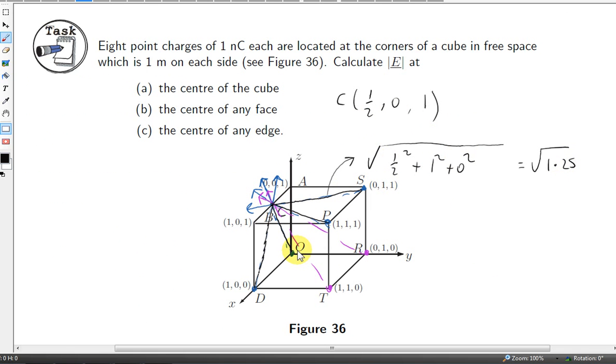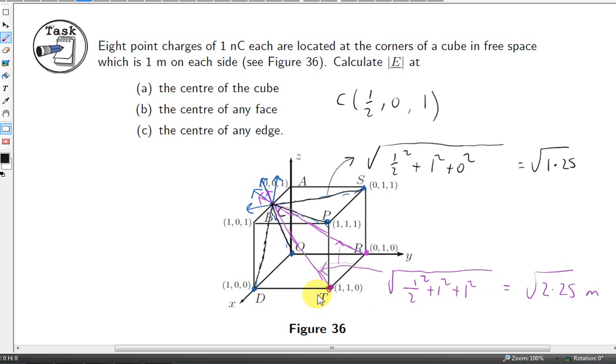Let's get the purple distances. So we have to take the coordinates of C and subtract the coordinates of this point here. So it's a half minus 1, that's minus a half squared, same as plus a half squared. 0 minus 1 squared, that's 1 squared. And then we have 1 minus 0 squared, that's 1 squared. So this gives us the square root of 2.25 meters. And of course these are the same.